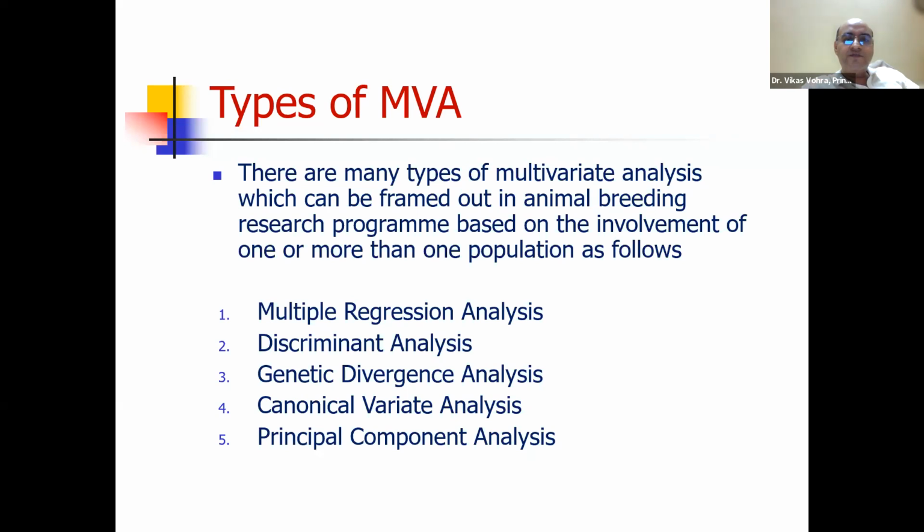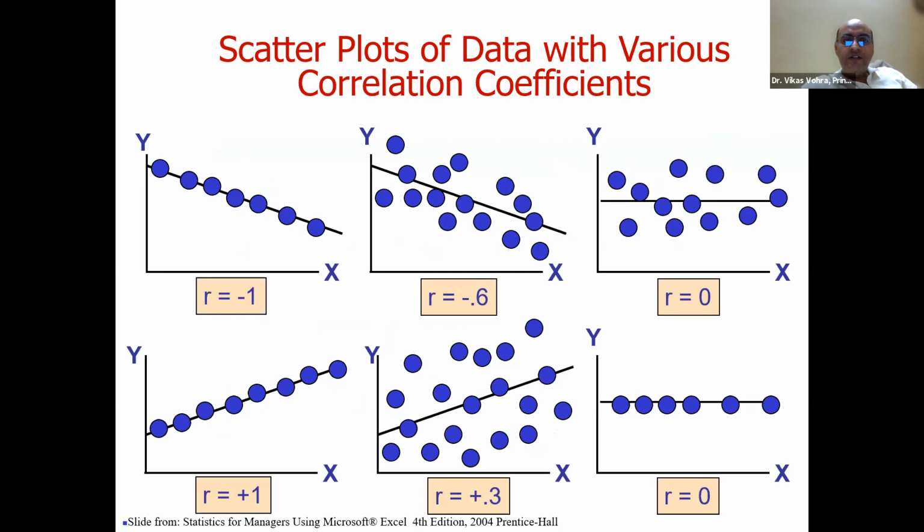We use regression for prediction, discrimination, and studying genetic divergence. That means we are going for classificatory problems, and these are called supervised problems in artificial intelligence. If we go for dimensional reduction like principal component analysis, these are unsupervised methods of estimation. Starting from the very basic, this is a scatter plot, and everybody can predict the correlation between two variables. We'll start with two and go to multiple variables.